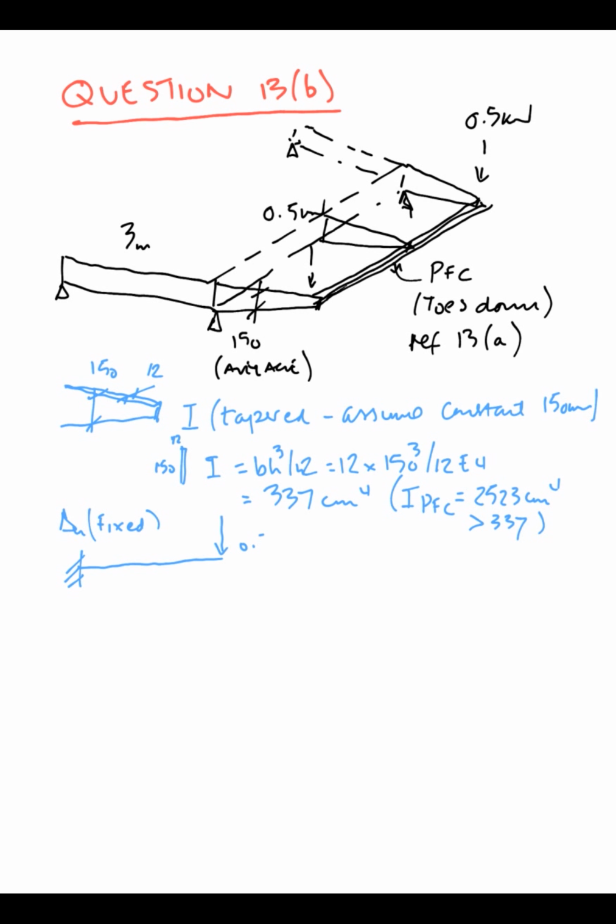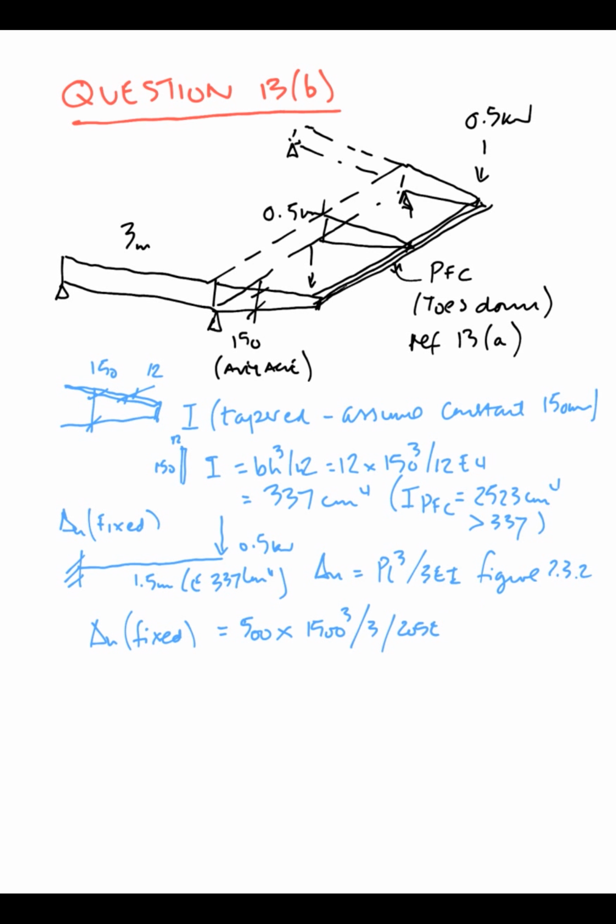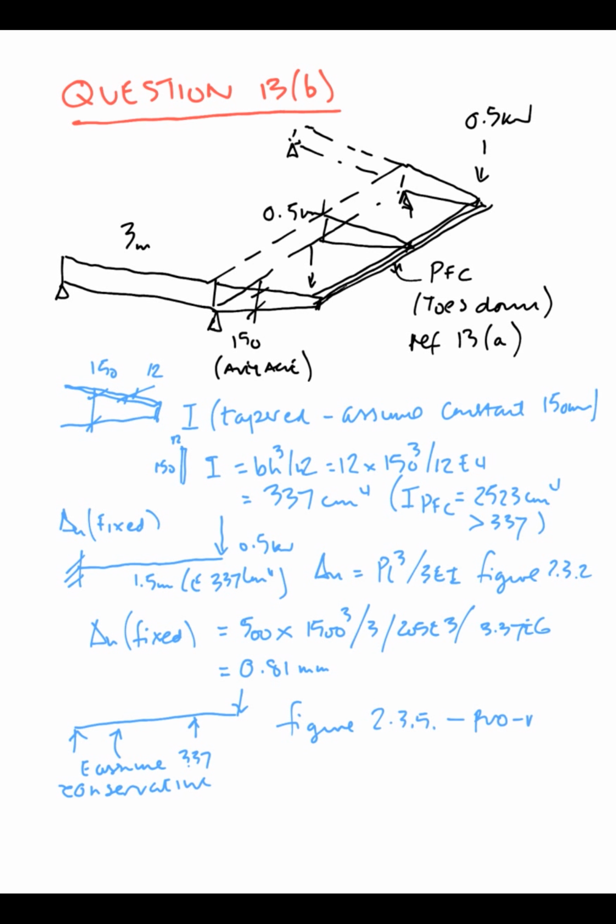And we look at the deflection of this with 0.5 kilonewtons, which is the reaction force. You can see from the diagram. PL cubed over 3 EI from figure 2.3.2, as if it was a pure cantilever, gives us, putting in the numbers, 0.81 millimeters. Now if you go to figure 2.3.5, you can pro-rata this for the cantilever with 2L backspan and the pure cantilever, so it's 8.5 over 3 times that deflection of 0.8, which gives you 2.3 millimeters anticipated deflection.